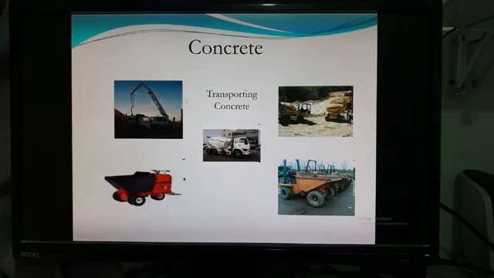To move it vertically, we can use the concrete pump, whether it's a mobile concrete pump or a fixed concrete pump, usually fixed to the structure itself. Or you can use very large iron buckets, which are connected to slings and connected to the crane. However, this method is not that efficient compared to the concrete pump.